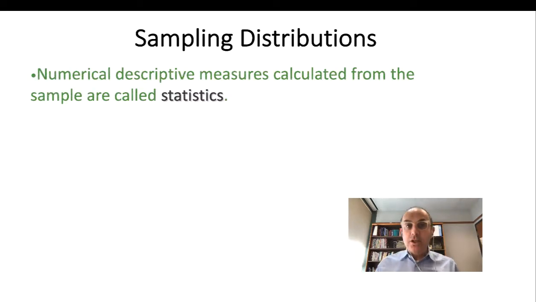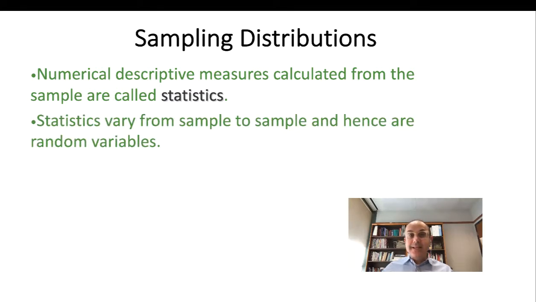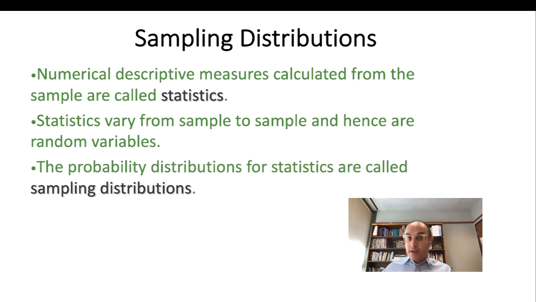So now let's go to the sample distribution. The usual descriptive measures calculated from a sample are called statistics, and statistics vary from sample to sample, and hence are random variables.